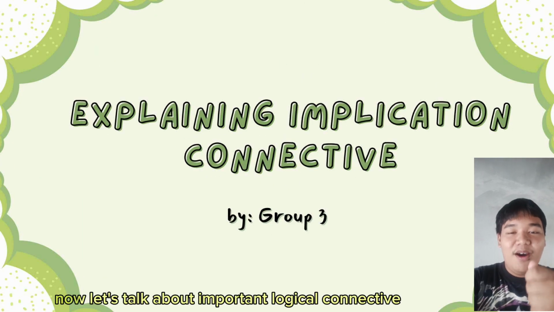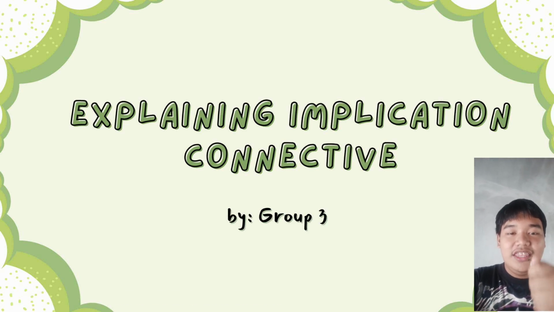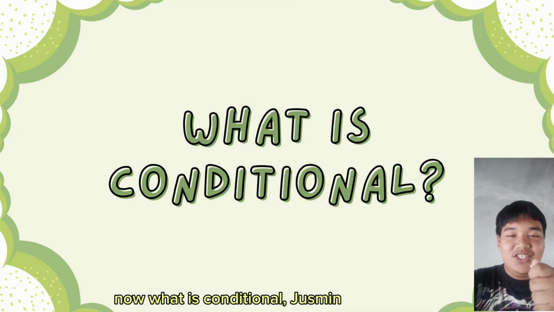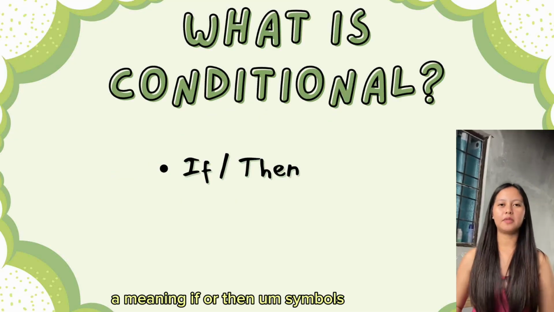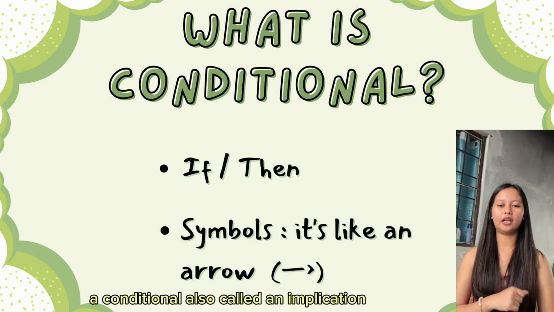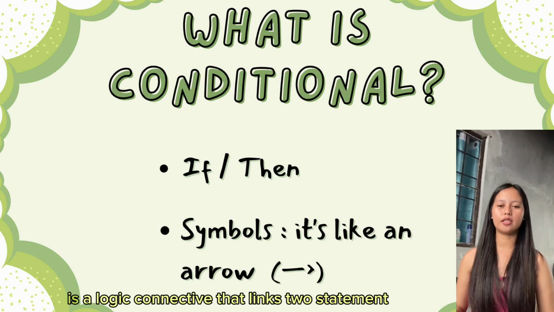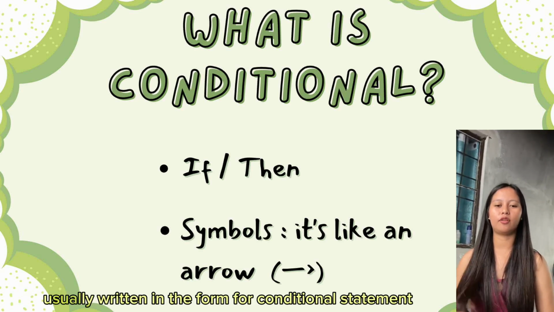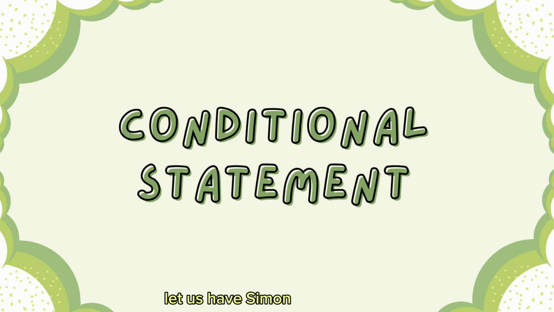Now, let's talk about an important logical connective, the conditional statement, also called implications. Now, what is a conditional? Meaning, if or then. The symbol is like an arrow. In logic, a conditional, also called an implication, is a logical connective that links two statements, usually written in the form P then Q.